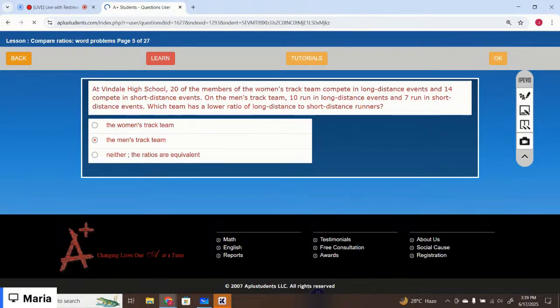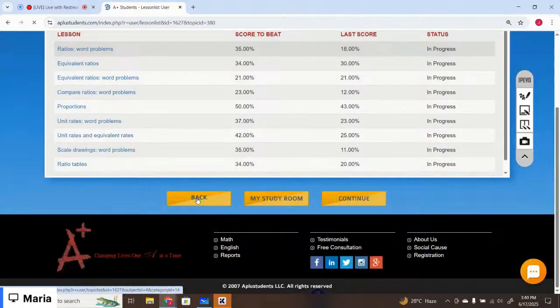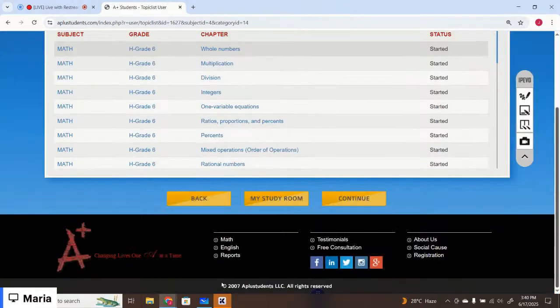So we will begin with 6 math. The chapter we have written down is ratios, proportions, and percents. The lessons we have covered today are ratio word problems, unit rates, equivalent ratio word problems, and compare ratio word problems. So please make sure that by the next session you complete all the practice questions for the lessons we just did.